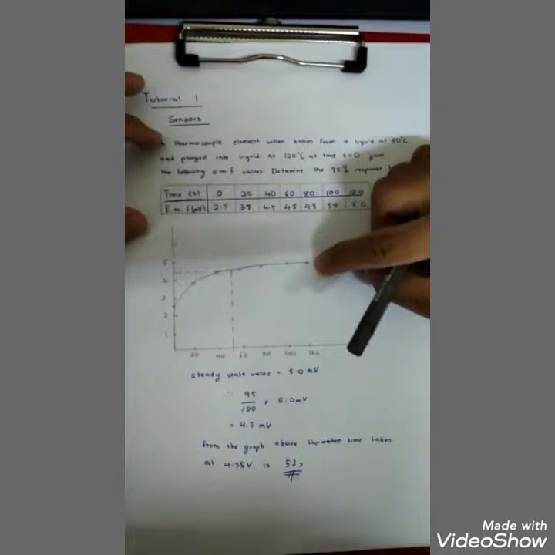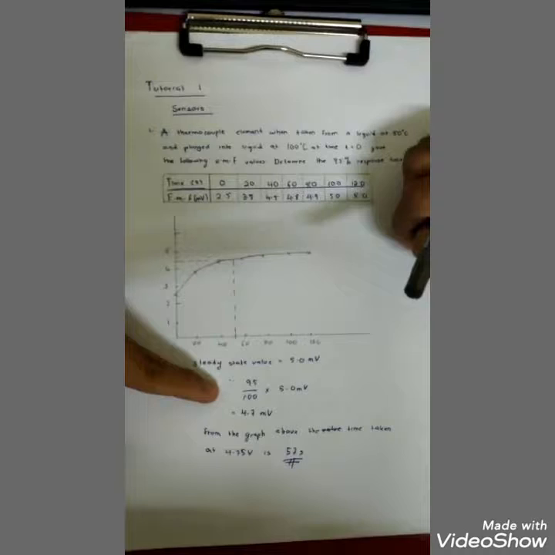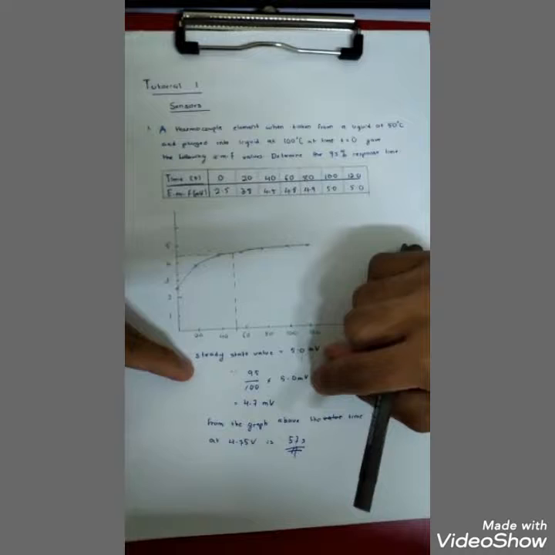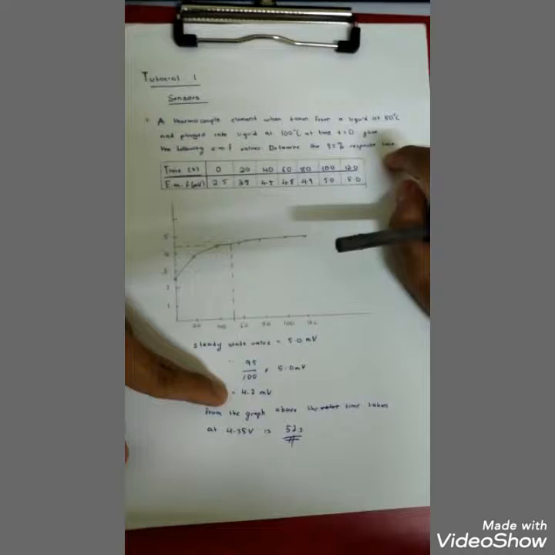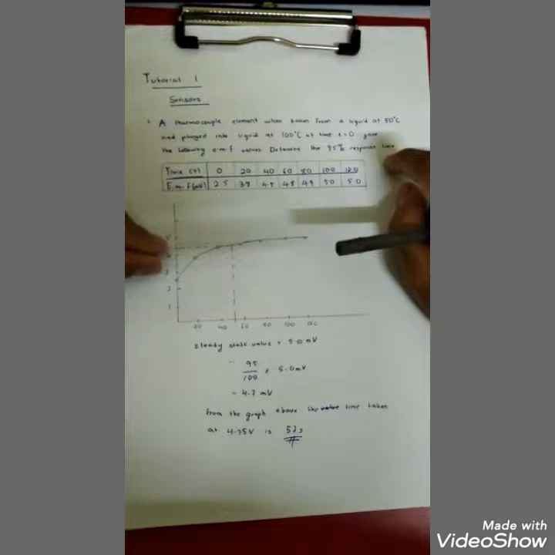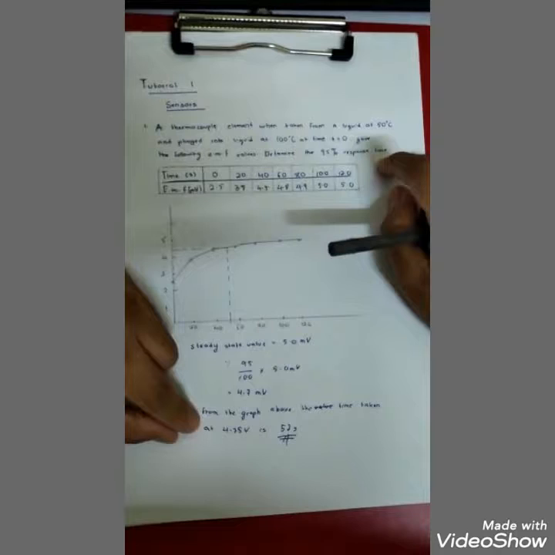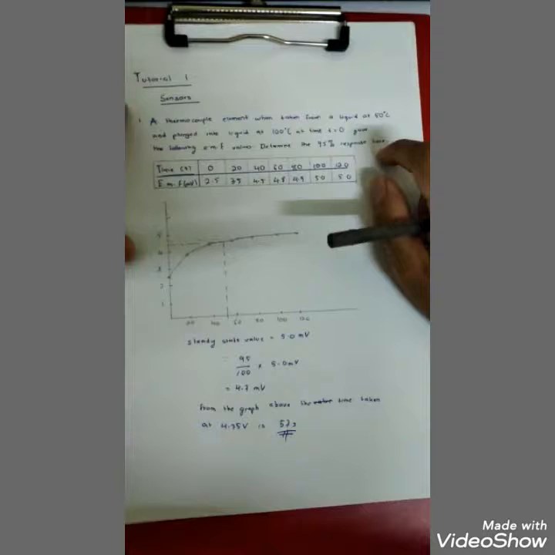After that, we need to calculate the response time. So the response time is 95 over 100 times 5.0. The 5.0 millivolts represents the steady state value, and after we evaluate, we get 4.7. Then this answer we need to draw in our graph. So we draw the line on the graph, and then we get a new answer for the response time. From the graph above, the time taken at 4.7 is 57 seconds. So that is our calculation.